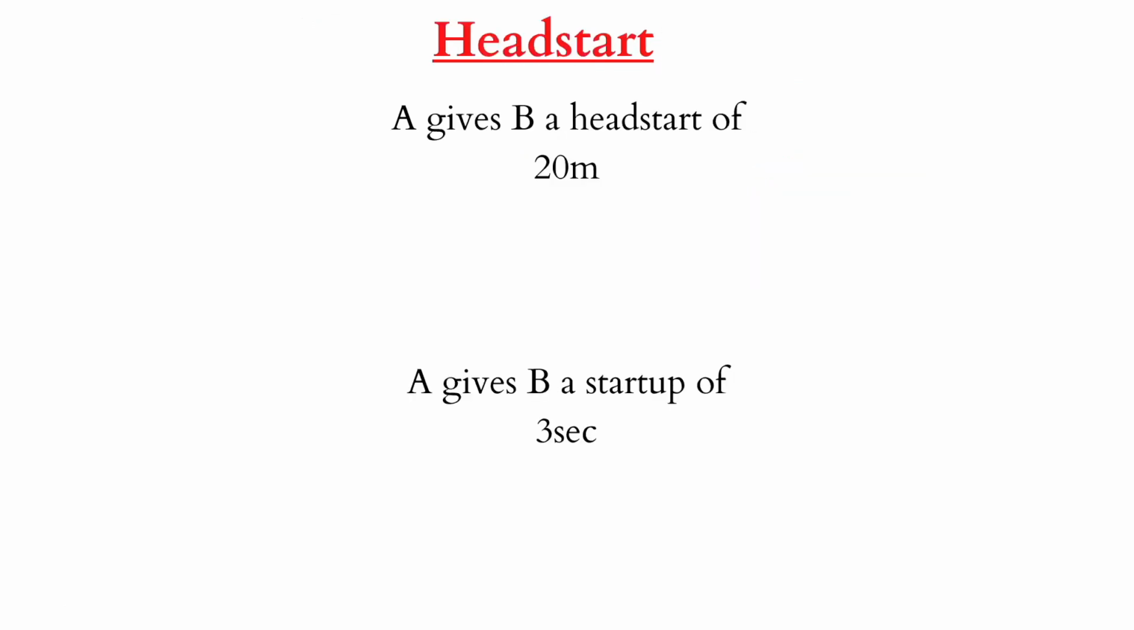Head start. So what's meant by head start? Let's say A gives B a head start of 20 meters. Let's take this. So this is a track. We have A over here and B here. So a 20 meters head start means A permits B to be ahead by some distance, in this case 20 meters. So the difference of distance between A and B is 20 meters.